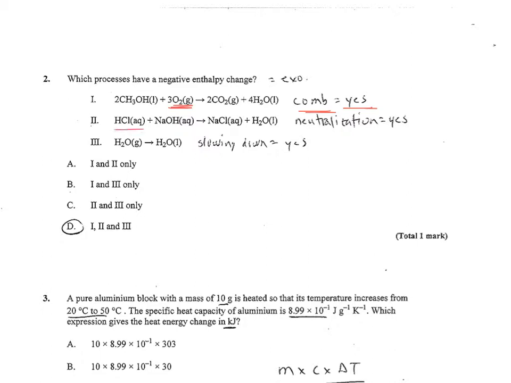That's the whole point of a combustion reaction. Number 2, you see HCl and NaOH. That's your hint that you've got an acid and a base. So that's a neutralization, and that too will be releasing energy. And then the third one is a physical process. You're going from a gas to a liquid. So if you think about it, the particles need to slow down. And when you slow down, then yes, you release energy. So D would be the correct choice here, 1, 2, and 3.